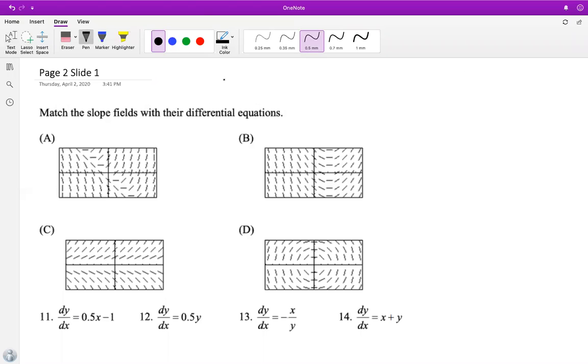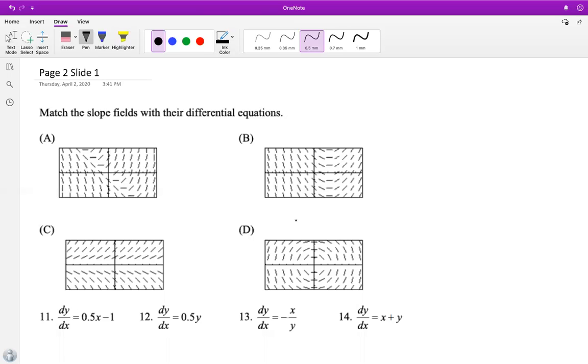Same question as before. Match the slope fields to the differential equations. I have these slope fields, and I have these differential equations, and I've got to figure out which is which. Some of you might be like, "Can't I just solve this and see which one this looks like?" And the answer is, sure. You want to do that? That's fine. But it might be kind of a pain in the butt.